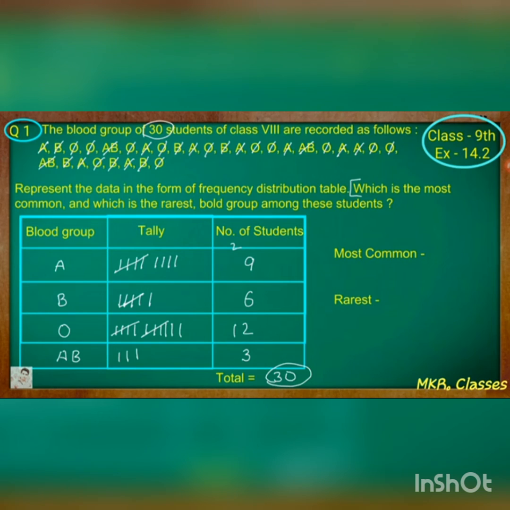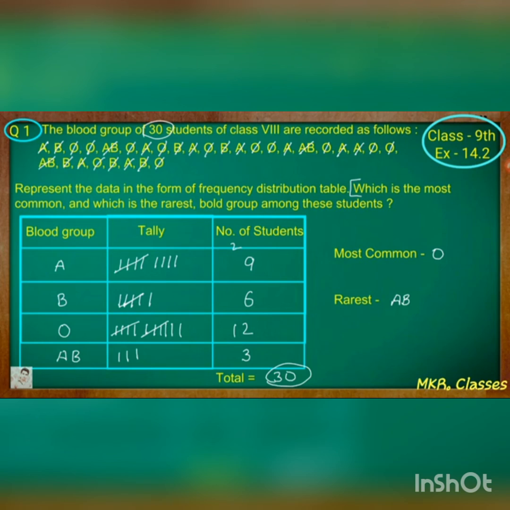Now after obtaining our frequency distribution table, let us answer these questions. The first one, which is the most common? The most common will be the one which is maximum. Among the four blood groups A, B, O and AB, O is the most common because we have got 12. And next, which is the rarest blood group? Rare means the one which is the least, the minimum, that is 3. So the rarest is AB.